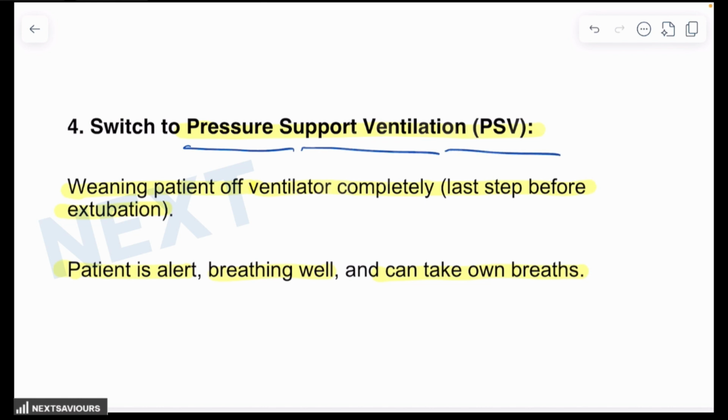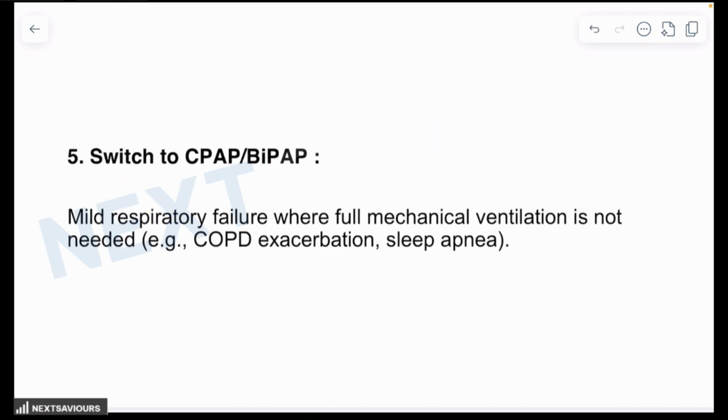Now, if I give you one example, like if a patient with pneumonia was on SIMV and is now breathing on their own with minimal support, then obviously you have to switch to the pressure support ventilation. The ventilator over here only assists the breath but does not force the ventilation. Hopefully it makes sense now, because you will be able to identify and understand what we have already talked about.